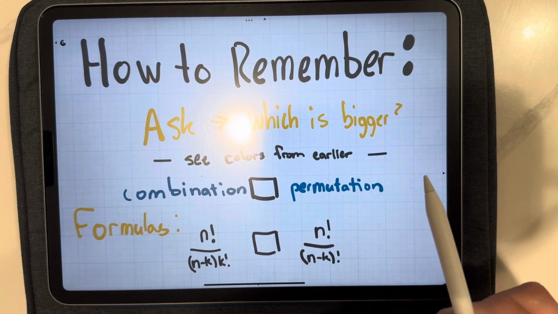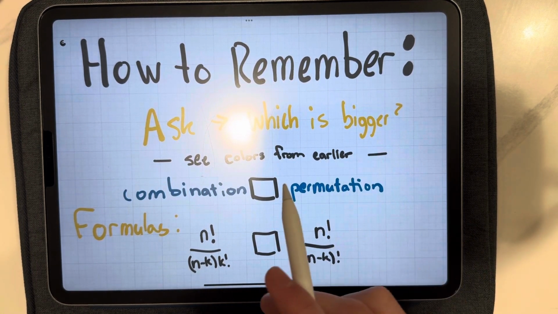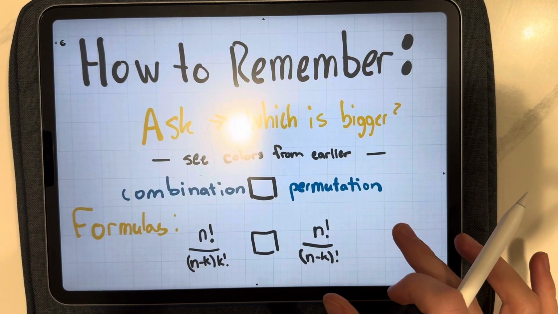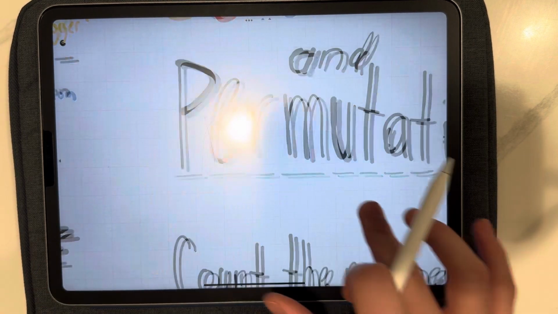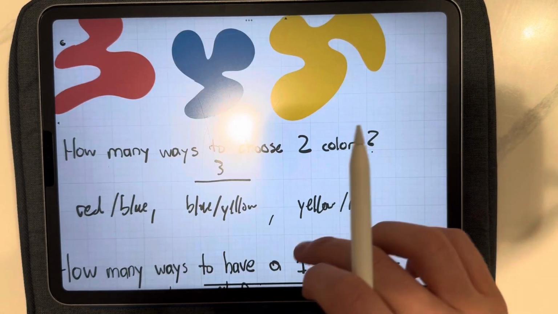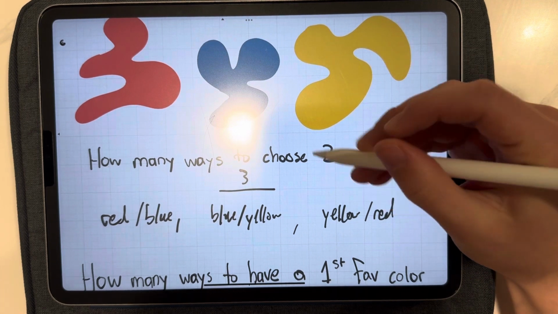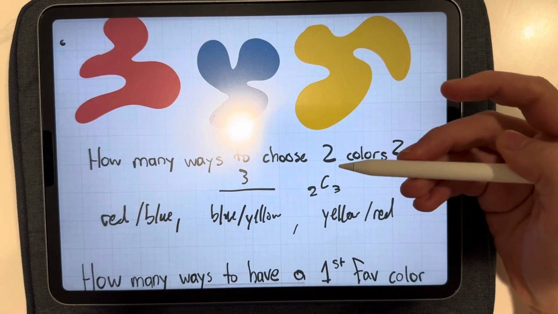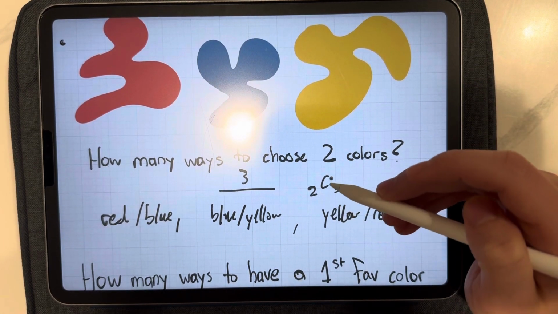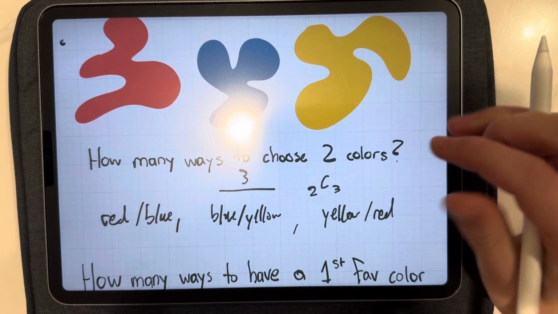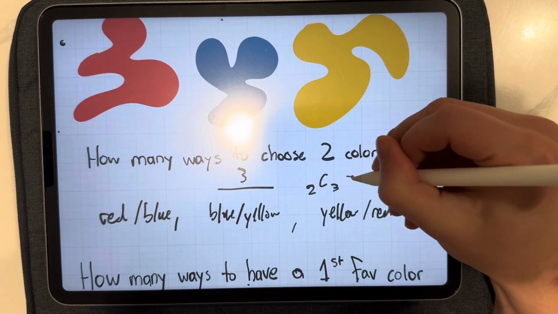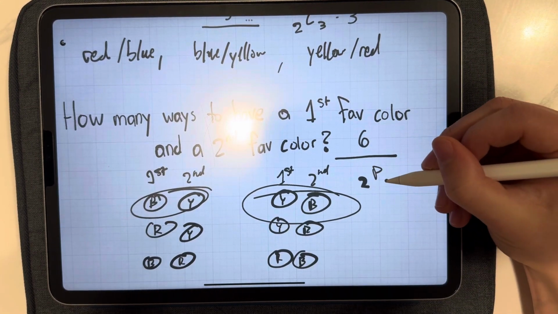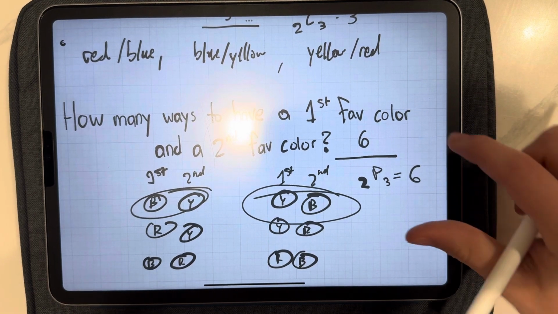And I want you to ask yourself, which is bigger? So combination or permutation? Which situation usually results in more ways to do something? Let's go over to the color situation. This situation is otherwise known as 3 choose 2, because this is a combination question, and we're choosing 2 colors from 3 objects. So that's 3 choose 2, and our answer for this was 3. This is 3P2, and our answer was 6.